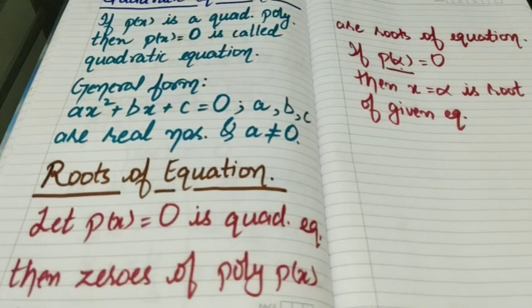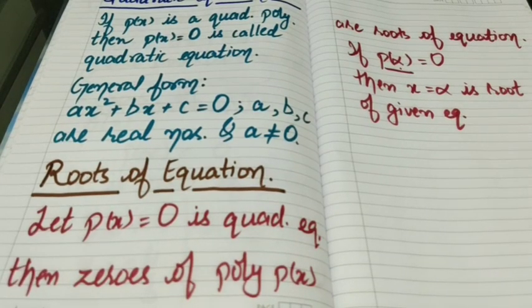Since a quadratic polynomial has at most 2 zeros, a quadratic equation can have at most 2 roots. In coming videos we will study more about the nature of roots and how they are used to solve the equation.